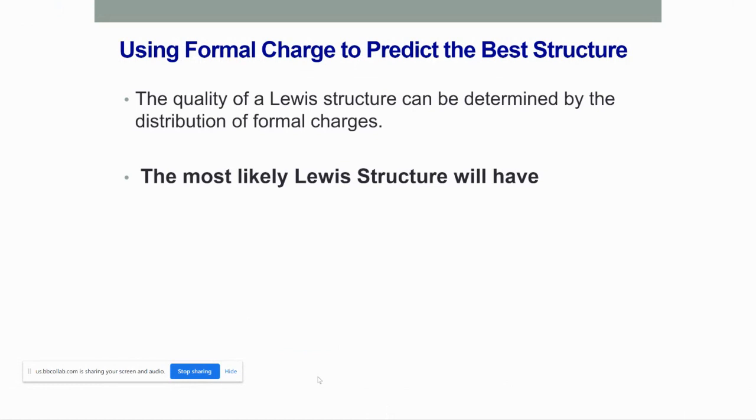All right, so the most likely Lewis structure will have formal charges as close to 0 as possible.